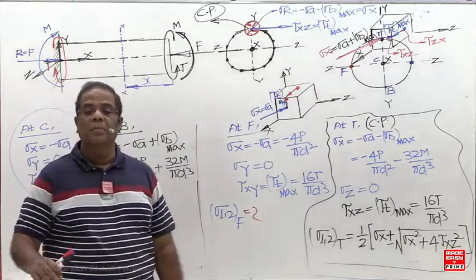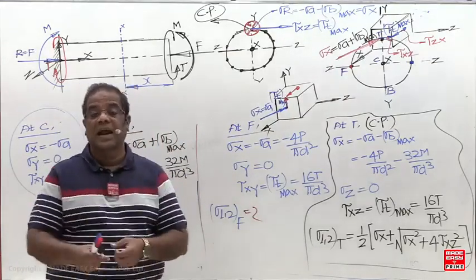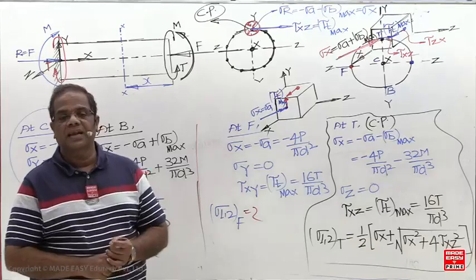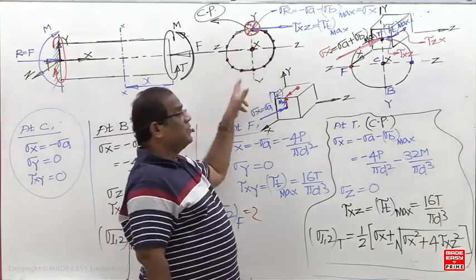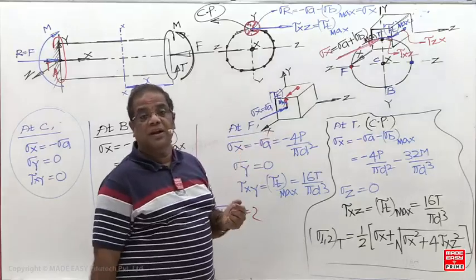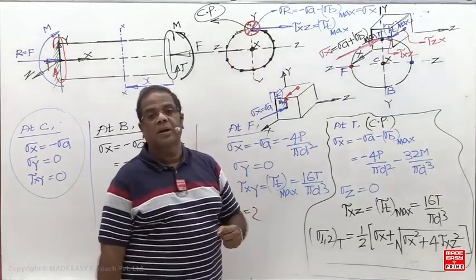Next, what is the other combination? Bending and twisting acting. Bending is maximum at the top and bottom. Torsional shear is maximum at any point on the periphery. In that case, which one is critical? Both top and bottom are critical.